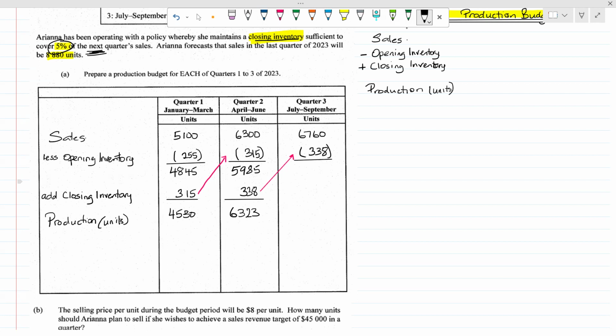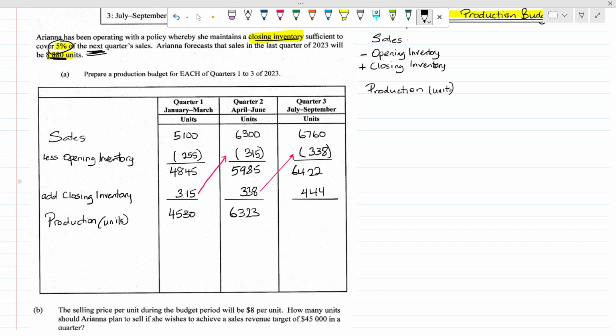In July to September, we want to sell 6,760. We already have 338, so we supposedly have to manufacture 6,422. But the next quarter, we want to do 8,880 units. So we need to make sure we have 5% of that set aside, and 5% of that is 444.